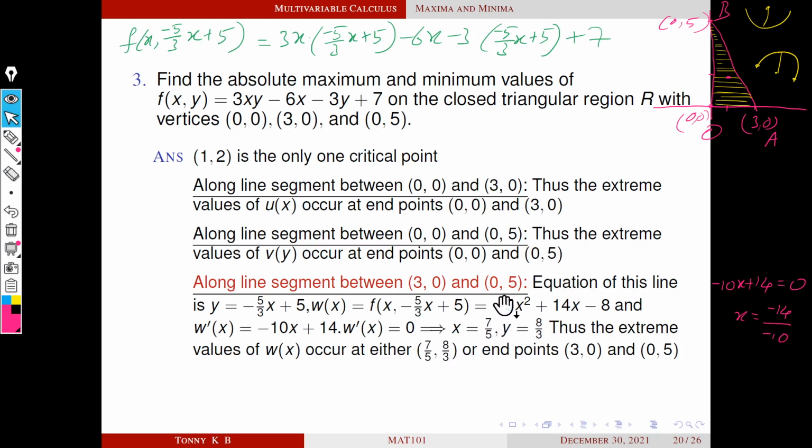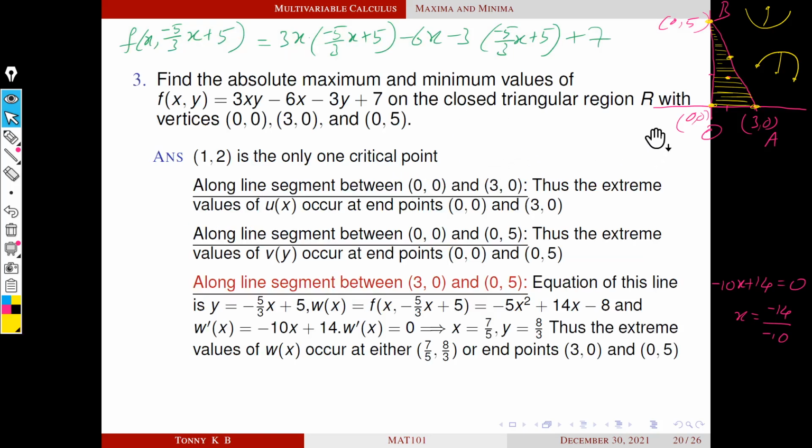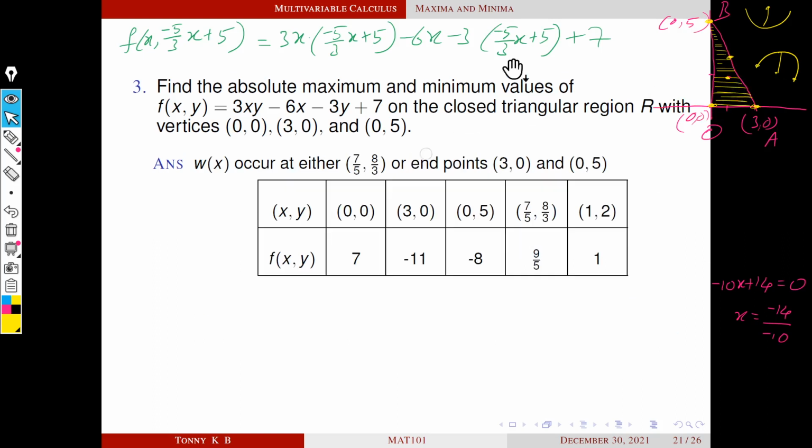And what is our step 3? In step 3, we have to evaluate the value of the function on all the points from these 2 steps. Okay. Then choose the absolute maximum and absolute minimum from the table. So next we are going to create a table. That means we have to compute the value of the function on these 5 points: 4 points from the boundary and 1 point from the interior. So this is the value of the function on these 5 points.